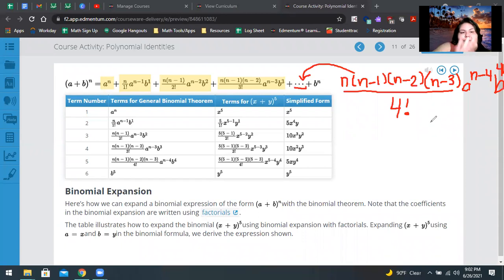Or actually, let me take a step back. We know what A is, we know what B is. Again, A is the first term, B is the second term. N is that degree power that it's raised to that we'll be plugging in. And do you see, by following this pattern, we can find the next term and the next term and the next term. Do we really want to do that?